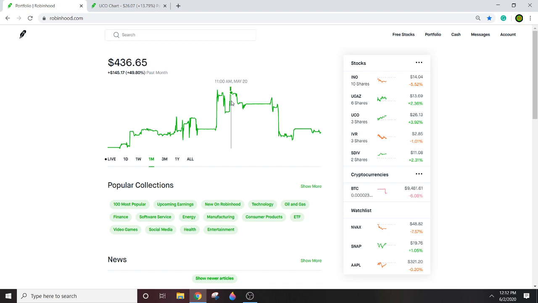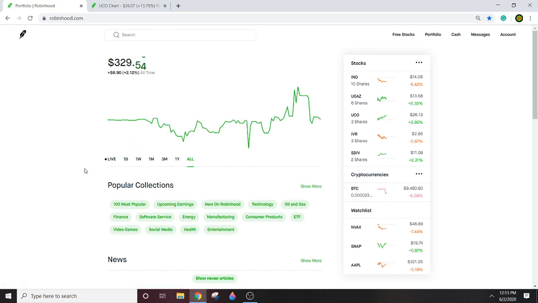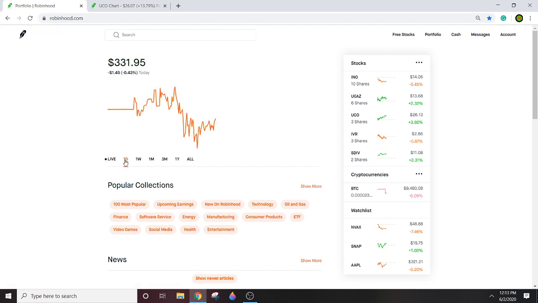Like for example, I hit 436. That's my highest peak so far. But then I made a really bad decision buying a really risky call, and that cost me a lot. That cost me $60. So we're back, I guess, since $6 or whatever. So we're down right now.